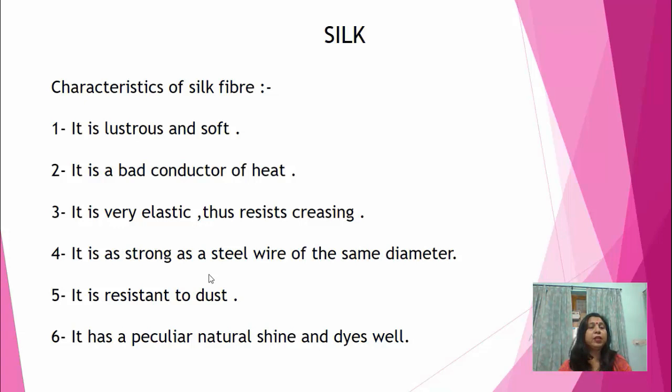The next characteristic, characteristic number 5, is it is resistant to dust. Resistant to dust means अगर उस पर डस्ट आती भी है, आप उसको झाड़ दीजिए और वो साफ हो जाएगा. And also it has a peculiar natural shine and it dyes well. Dyes well means you can dye it in any color of your choice.